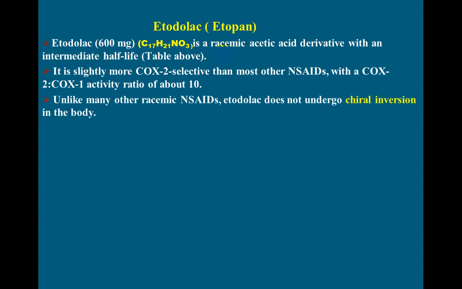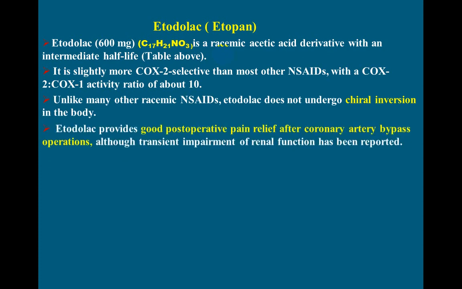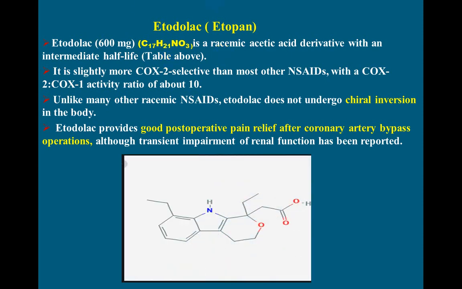Etodolac does not undergo chiral inversion in the body like other racemic non-steroidal anti-inflammatory drugs. It provides good post-operative pain relief after coronary artery bypass operation, although a transient impairment of renal function has been reported. So the main use is post-operative pain relief after coronary artery bypass. This is the chemical structure of etodolac, composed of 3 rings with 3 O.